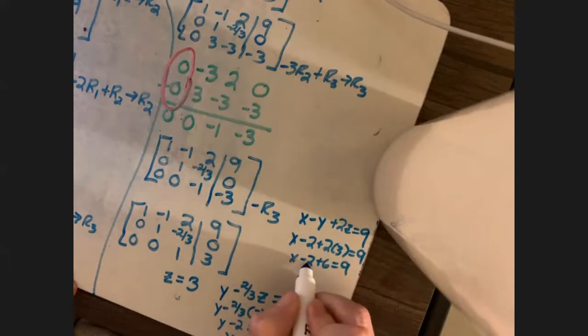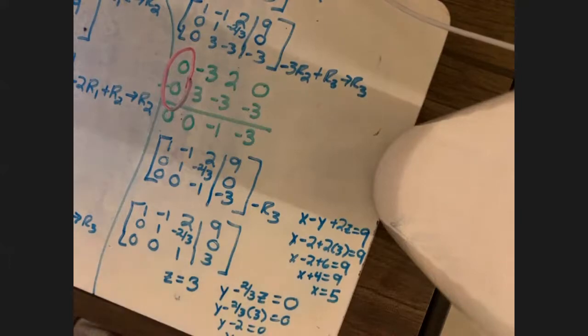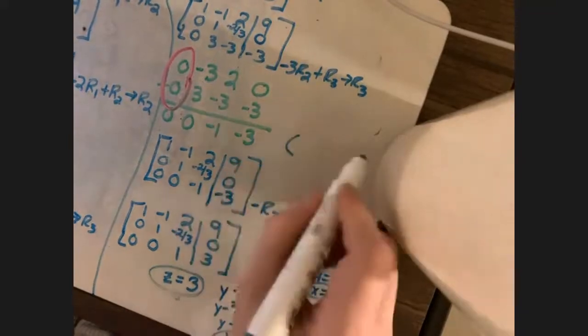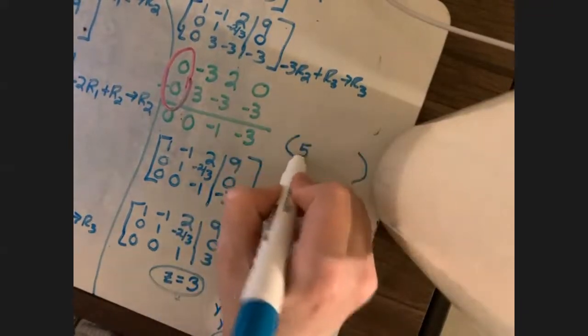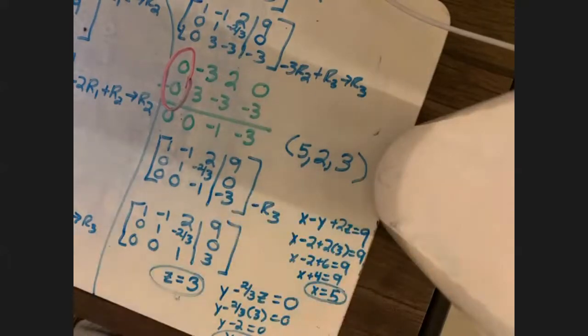Negative 2 is going to be plus 4 equals 9. Again, I did a lot of little baby steps in there to do that. But now I know what x is. So I've got x and y and z. If I need to write that as an ordered triple, it's x, y, z.